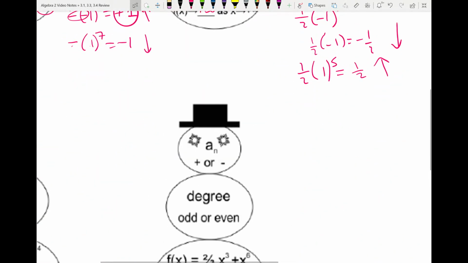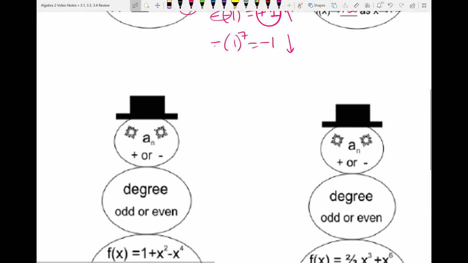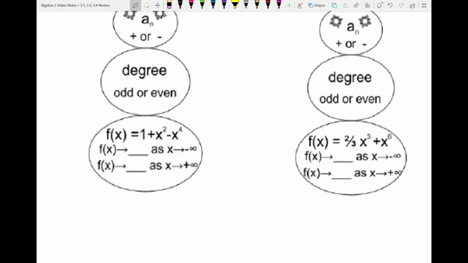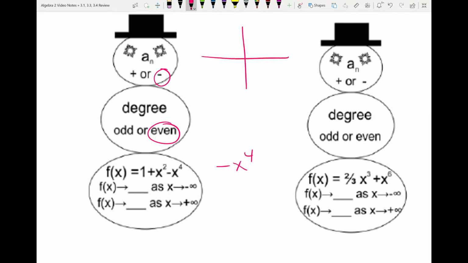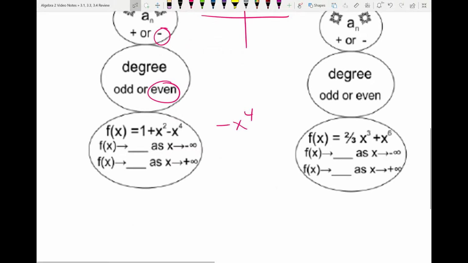All right, so now we got those two cases. We got two more cases to look at. So if you look at here, we have 1 plus x² minus x to the 4th, and that is even for the highest power, and there's an invisible -1 there, so the leading coefficient is negative. So now let's focus on just the highest power term, which is that. So let's plug in a number. Let's plug in a negative number first.